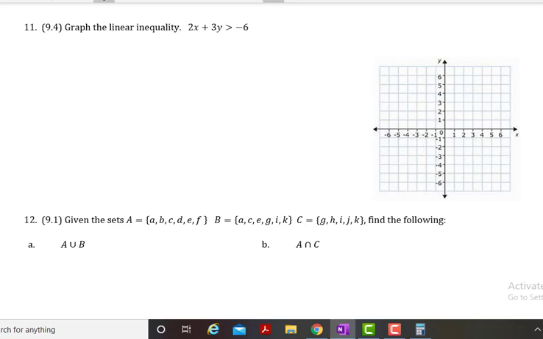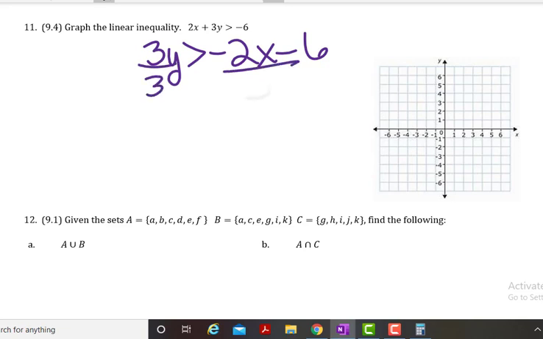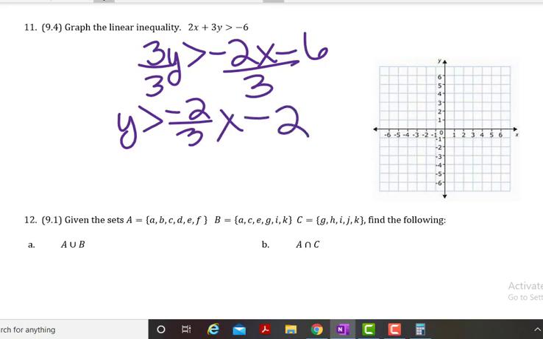The first thing that I will do is to subtract 2x from both sides. So 3y is greater than -2x minus 6. Next, I will divide both sides by a +3. So the inequality sign stays the same direction, and I get y is greater than -2/3 x minus 2.